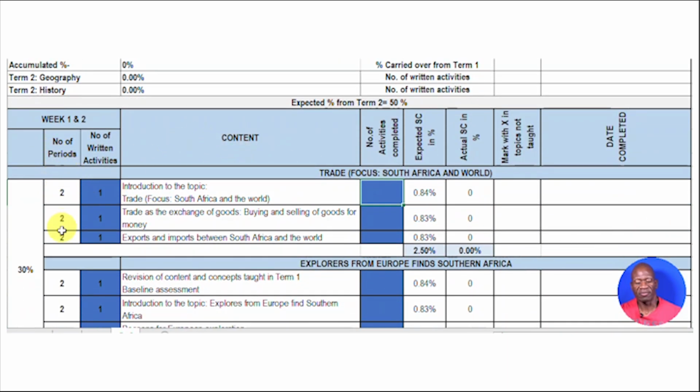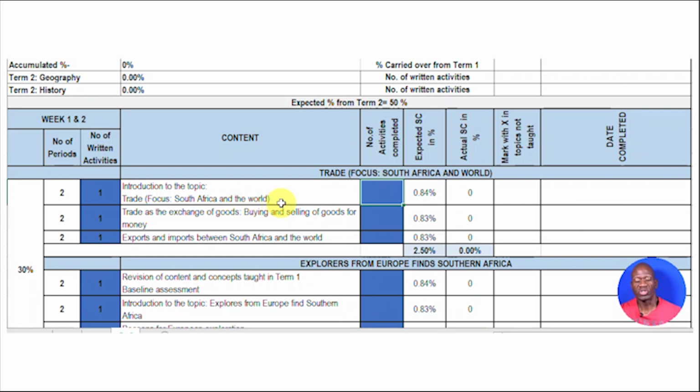All right, the number of periods for the 2 weeks, we have about 6 of them. So then in terms of the number of written activities that are expected, for the first 2 periods, we are expecting that 1 activity must be written by learners, and the topic that the teacher must tackle is the one that is indicated here: the introduction to the topic, trade, focus, South Africa, and the world.